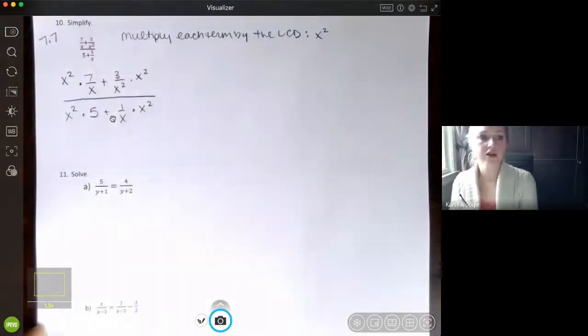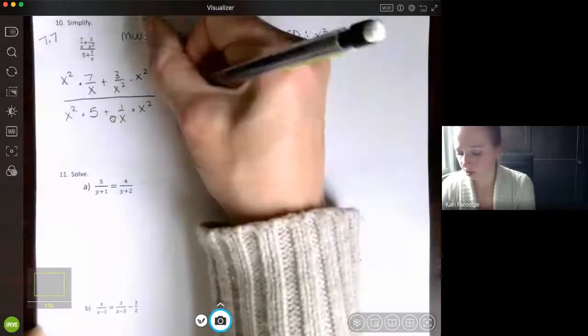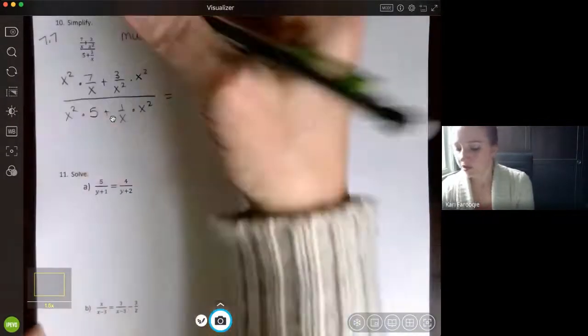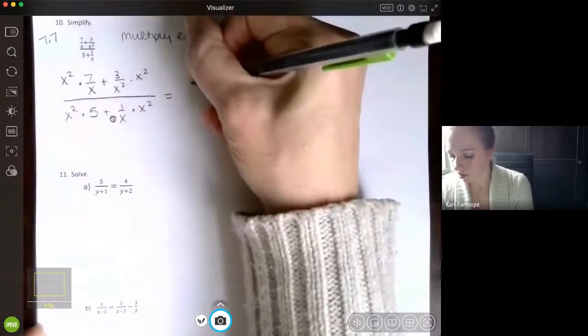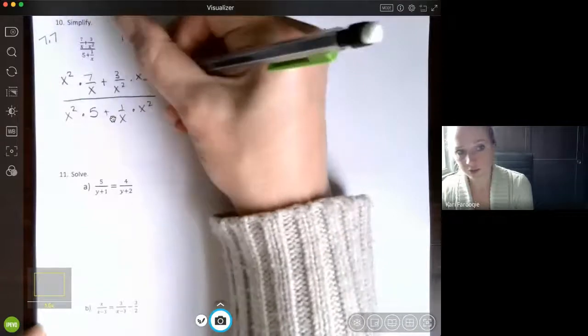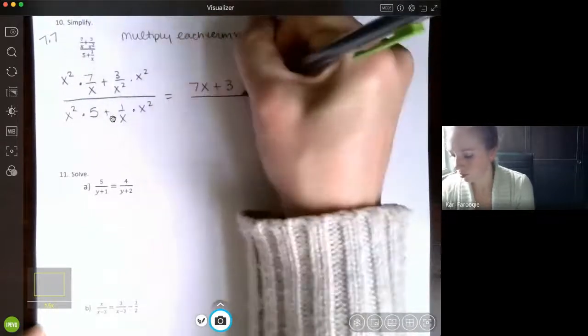And then we'll simplify it out. And the goal is that when we are done, we will not have a complex fraction anymore. And we'll just see what we need to simplify. So between the x squared and the x, you just have an x left over. The x squareds in this term both cancel out. That just leaves you with a 3.